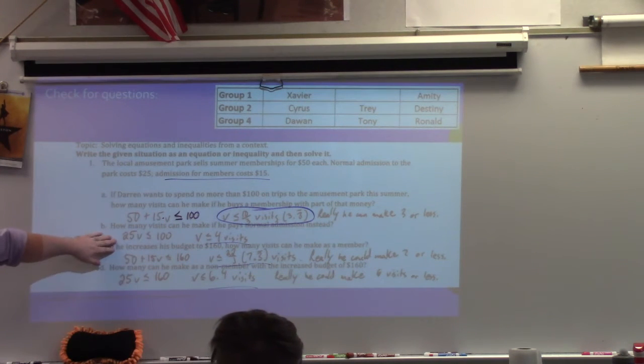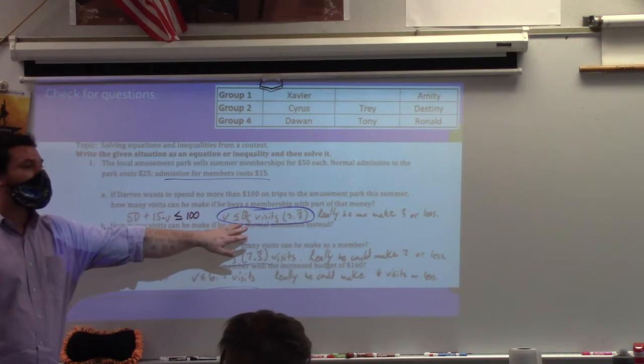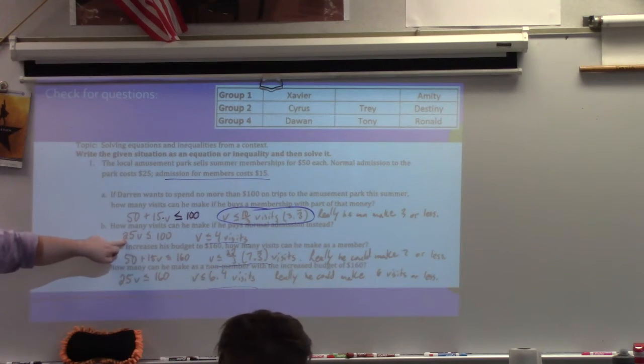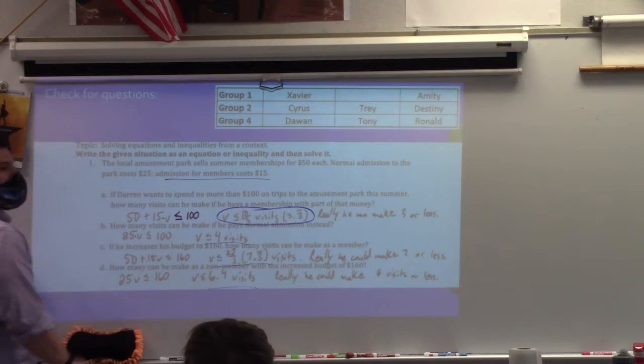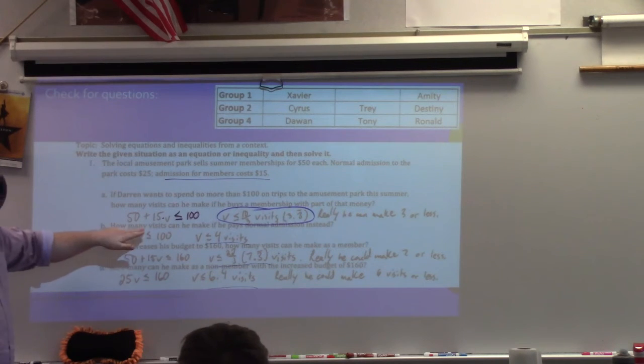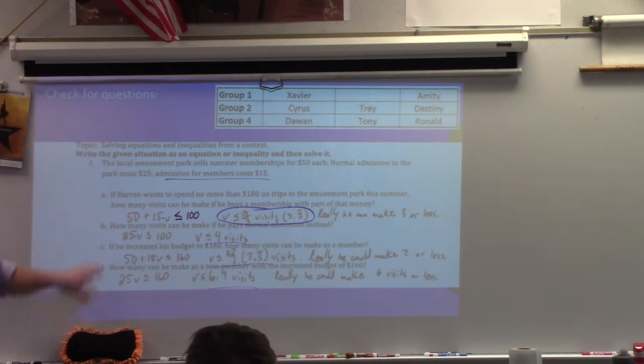In a similar way, CJ, if he's paying normal admission, he doesn't pay any upfront fee, but every time he goes, he pays $25. So one trip is 25, a second trip is 25, a third trip is 25, and he's going to repeatedly add, so he is multiplying, right? So 25V is less than or equal to 100, because both of those are based on the $100.